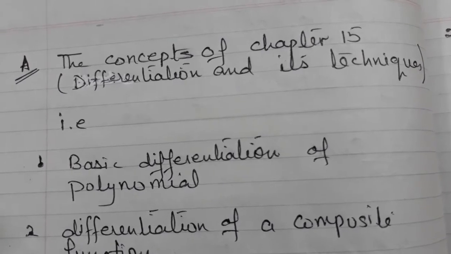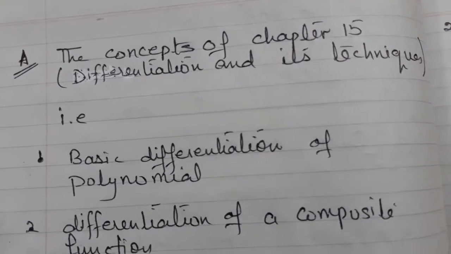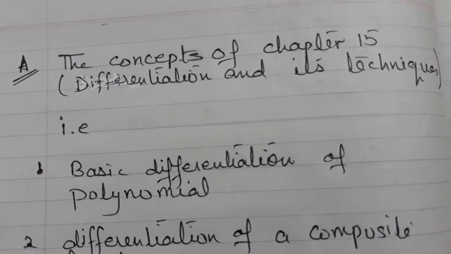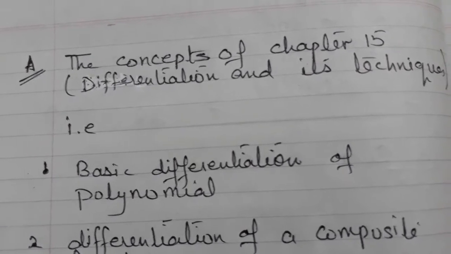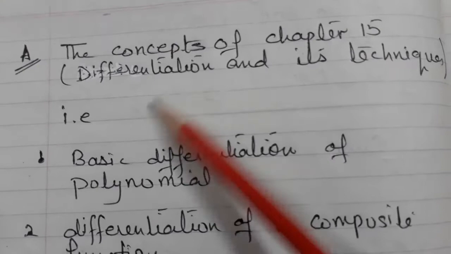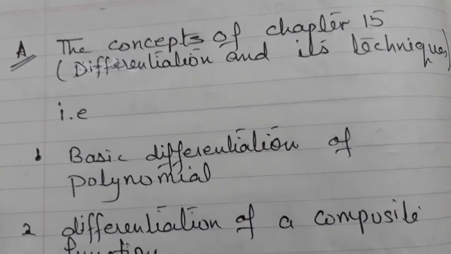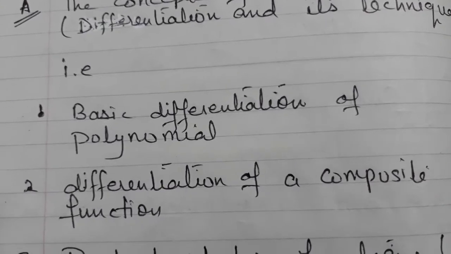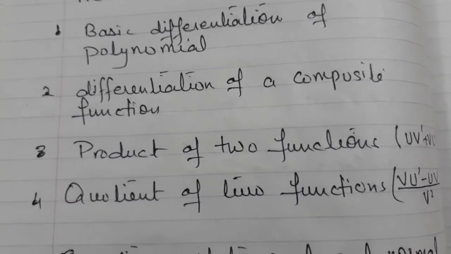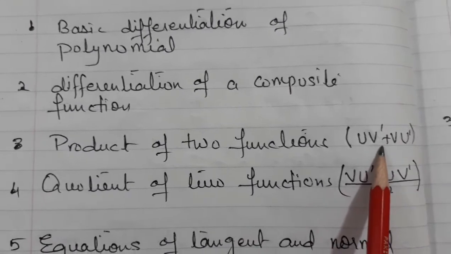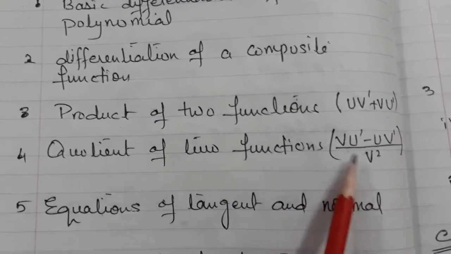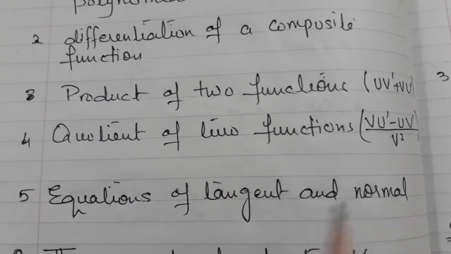Now before we see a few examples of exercise 18.1, I would like to tell you that the concepts you have learned in chapters 15, 16 and 17 will be repeated in chapter 18. So I have given here a recap. Chapter 15 was about differentiation and its techniques. You learned basic differentiation of polynomials, differentiation of a composite function, product of 2 functions, and the formula was u derivative of v plus v derivative of u. And then quotient of 2 functions, and equation of tangent and normal.